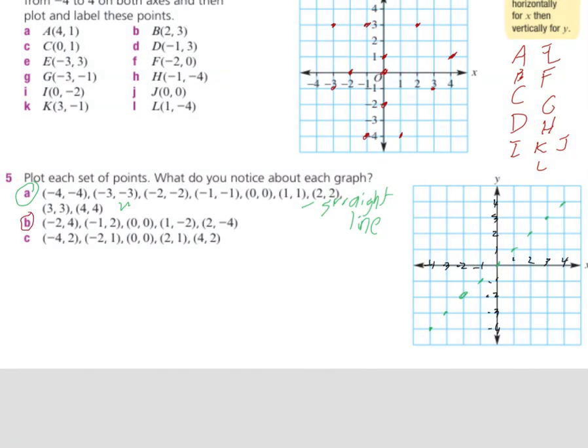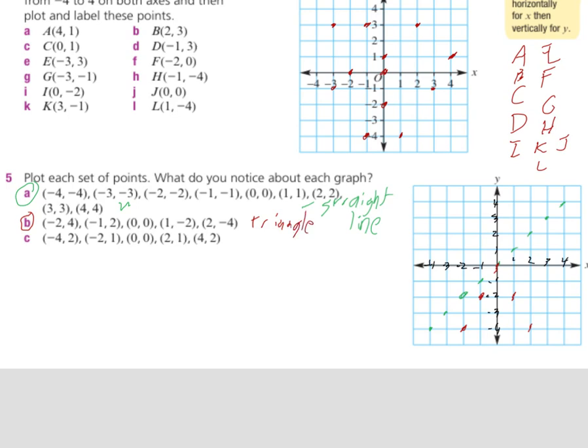It wants -2, -4. And it wants -1, -2. Then it wants 0, 0. Then it wants 1, -2. And then it wants 2, -4. So I guess that makes an arrow like a triangle. Most of a triangle. Triangle or arrow.